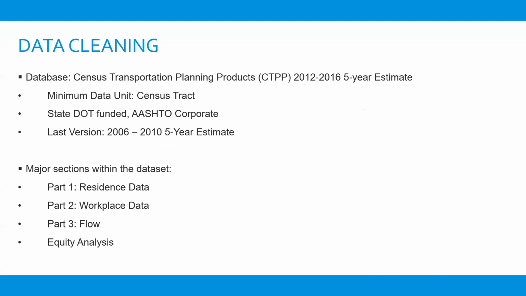First of all, I want to introduce a little bit about the data. And of course, many of you are familiar with CTPP data. The data I used here is the CTPP 2012 to 2016 5-year estimate. That's the latest version available online, but I'm sure some newer version is going to update soon. And in this study, the data majorly used is part 3, the workflow data, which we can select the origin and the destination to get the demographic data, and also some equity analysis feature data.